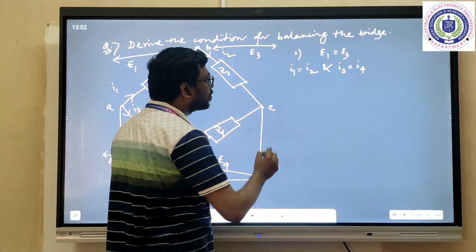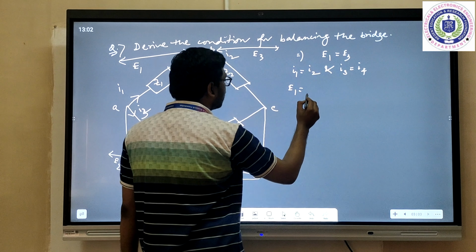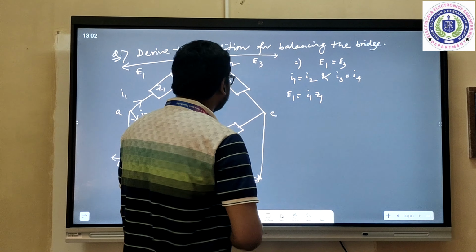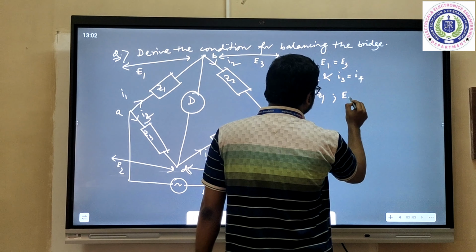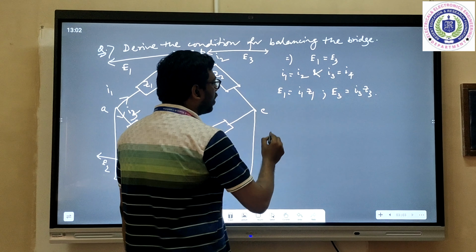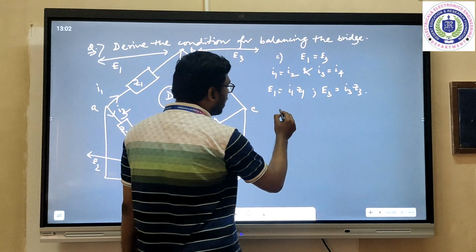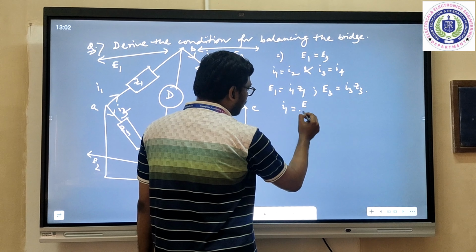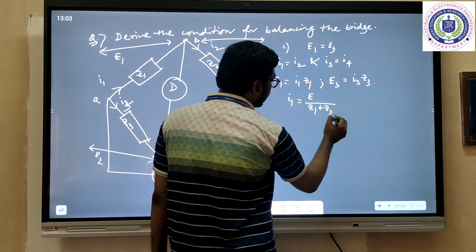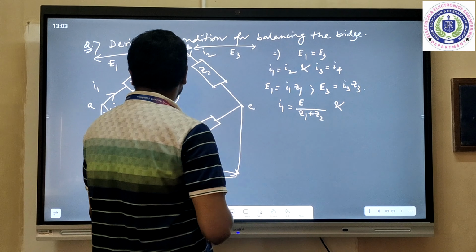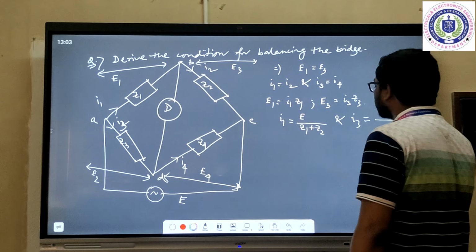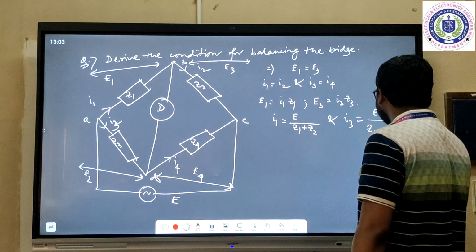Now what will be the value of E1? The value of E1 is nothing but I1 into Z1. And what will be the value of E3? The value of E3 will be equal to I3 into Z3. Okay. Now what will be the value of I1? I1 is nothing but the voltage is E, so E divided by Z1 plus Z2. And I3 is equal to E divided by Z3 plus Z4.